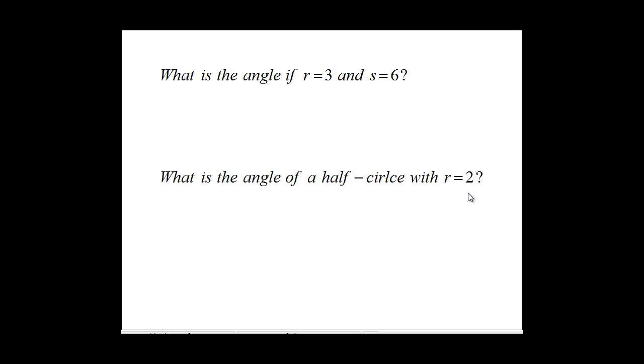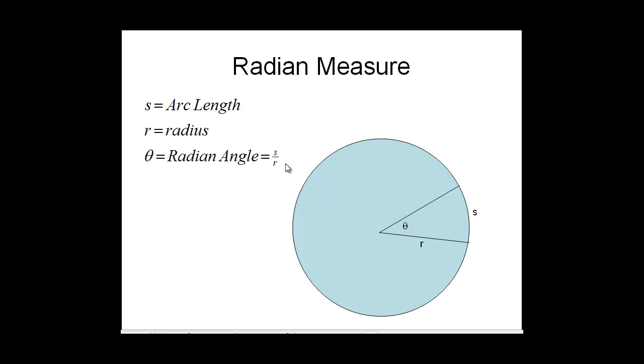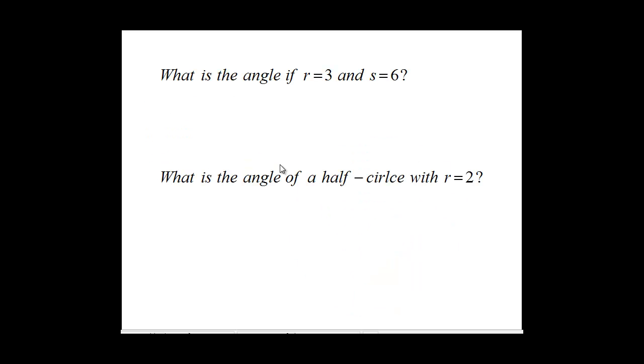Now suppose you want to find the angle. If the radius is 3 and the arc length is 6, you just take arc length divided by radius. Again, just take this formula, S divided by R. So your angle theta is 6 divided by 3. And 6 divided by 3 is 2, but we call that radians, not degrees. So if there's no degree symbol, you are in radians.